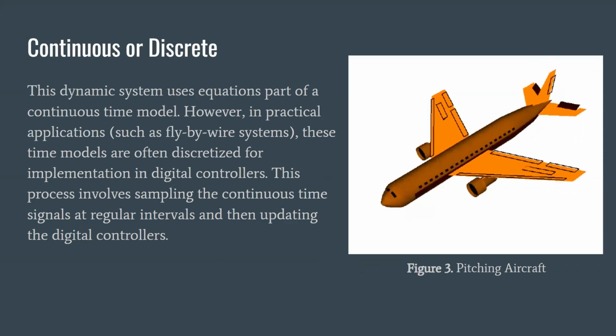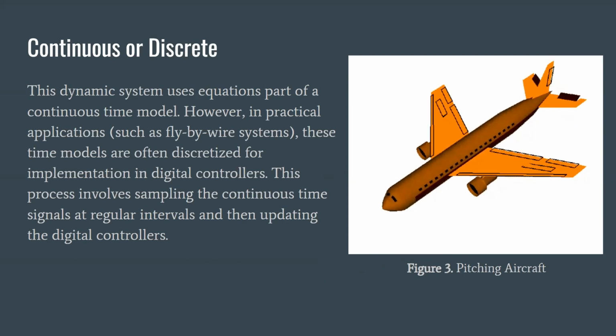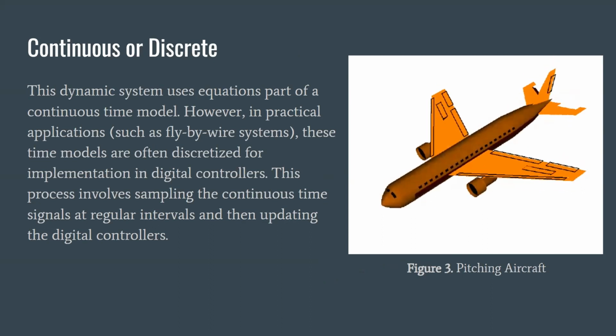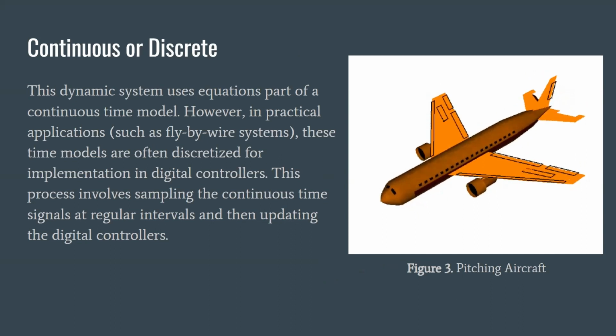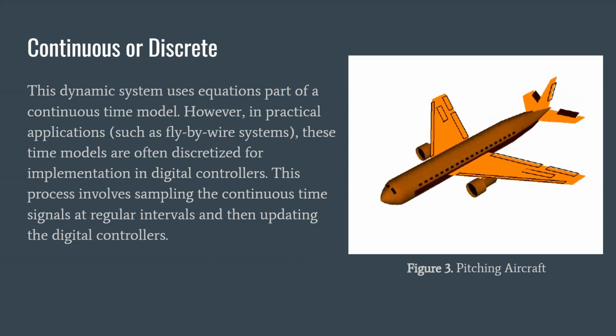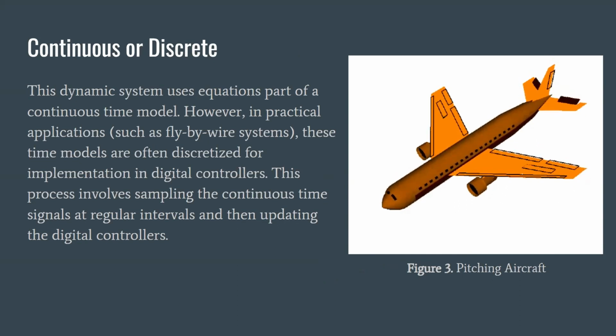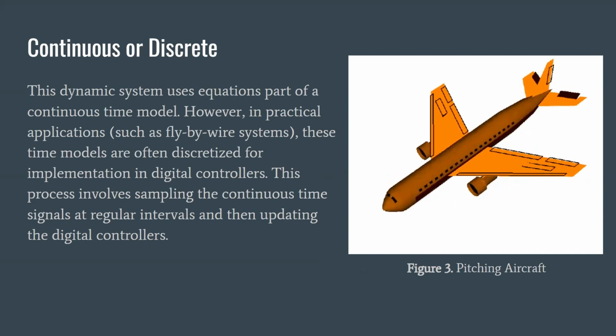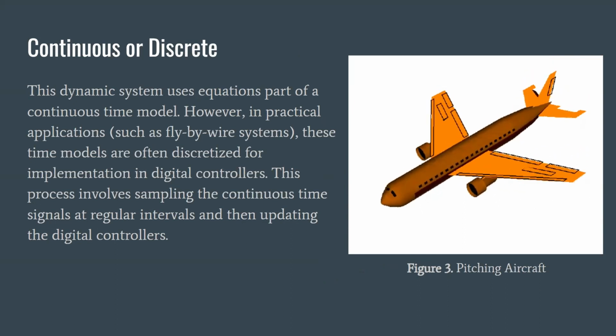Also, this dynamic system uses equations that are part of a continuous time model because it is a dynamic system. However, in practical applications, such as fly-by-wire systems, these time models are often discretized for implementation in digital controllers. This process involves sampling the continuous time signals at regular intervals and then updating the digital controllers.